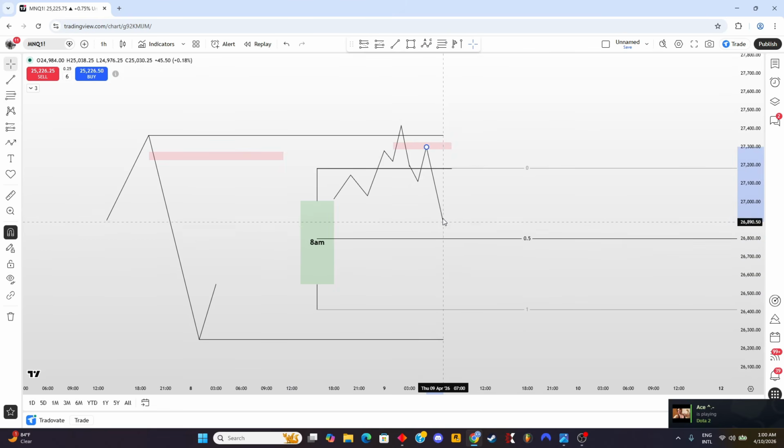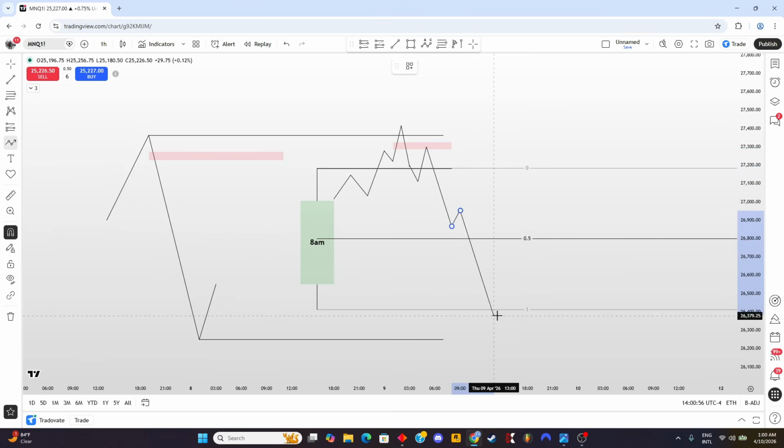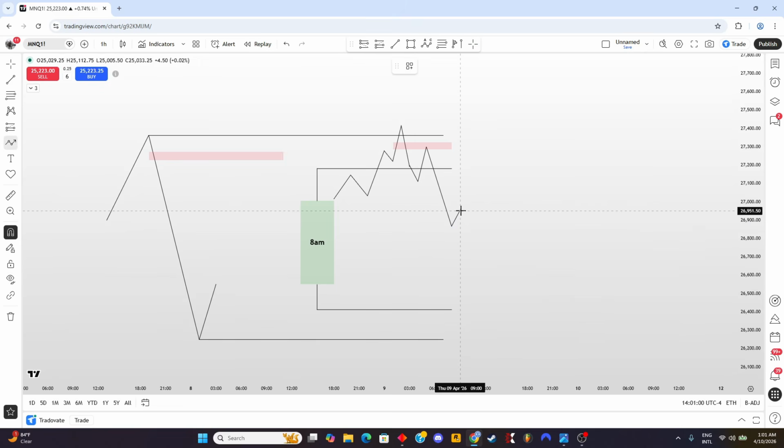If your entry is, let's say, somewhere around here, then don't go break even, okay? Just hold the price and wait for price to take out the 8 a.m. low. So your target is going to be the 8 a.m. low or a 1 to 2 risk to reward ratio to keep things simple, because price is not always going to take out the opposing low.